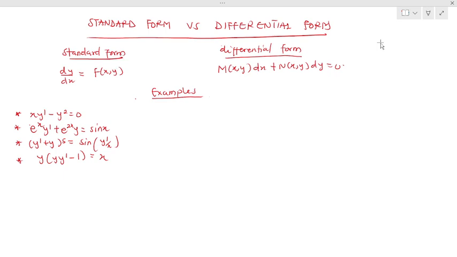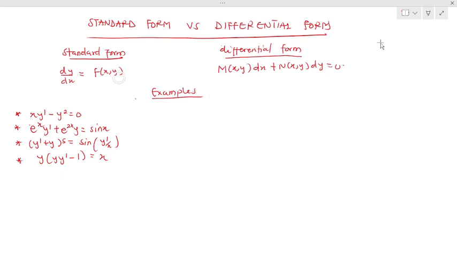So in this lesson, I will explain to you how to convert any differential equation into the standard form and differential form. Generally, the standard form for all differential equations is given as dy over dx is equal to a function of x and y. So you have your derivative on the left side and any function of x and y should be on the right side for the standard form.